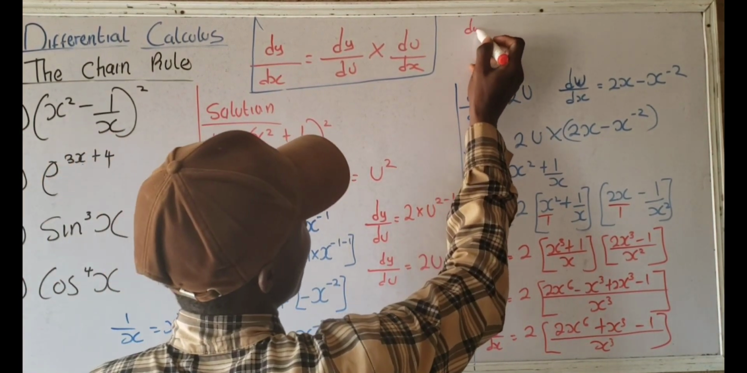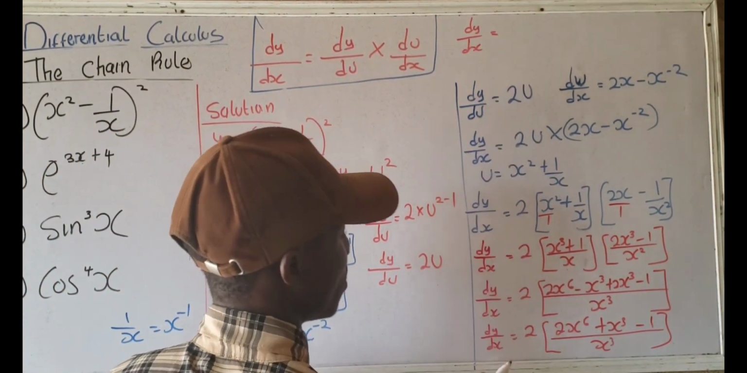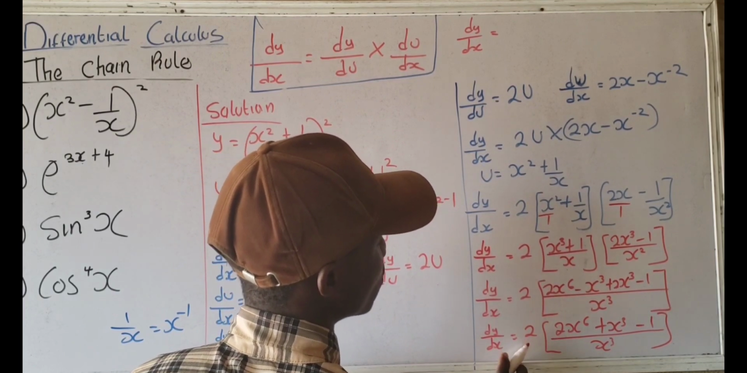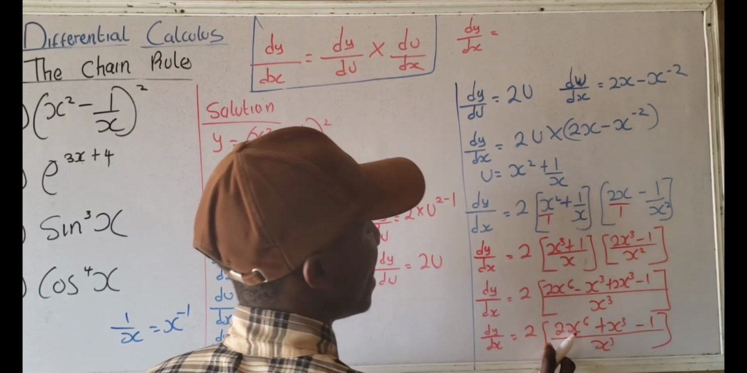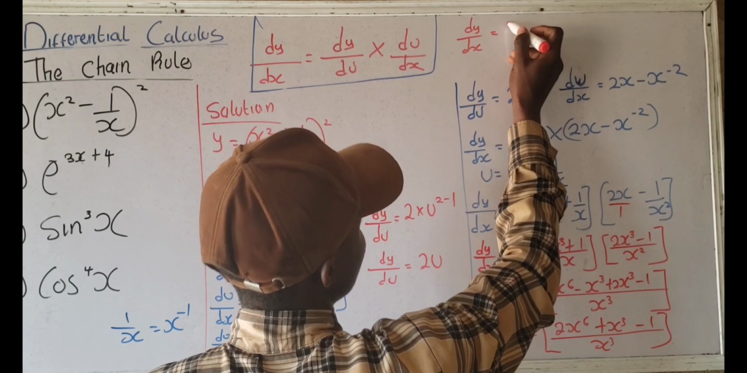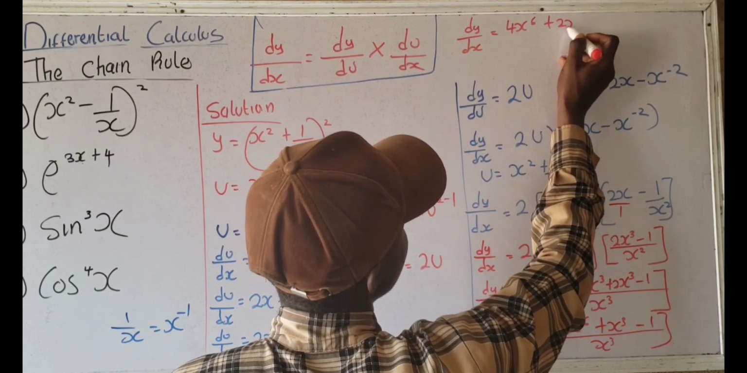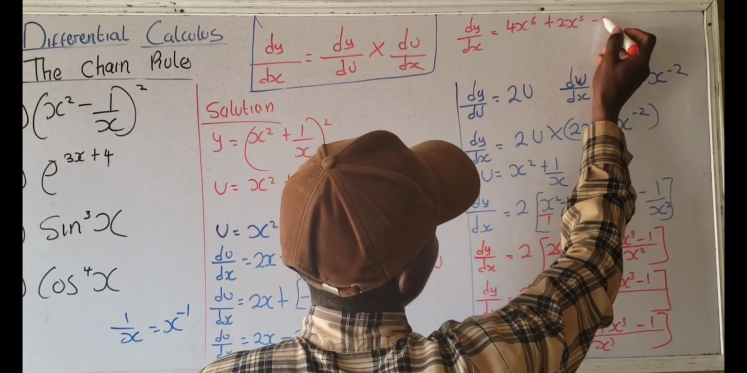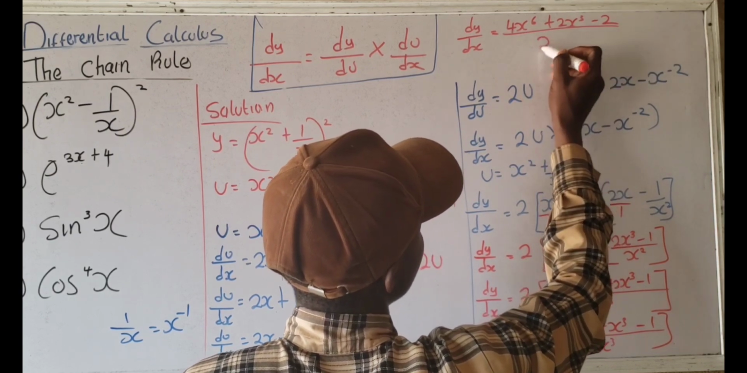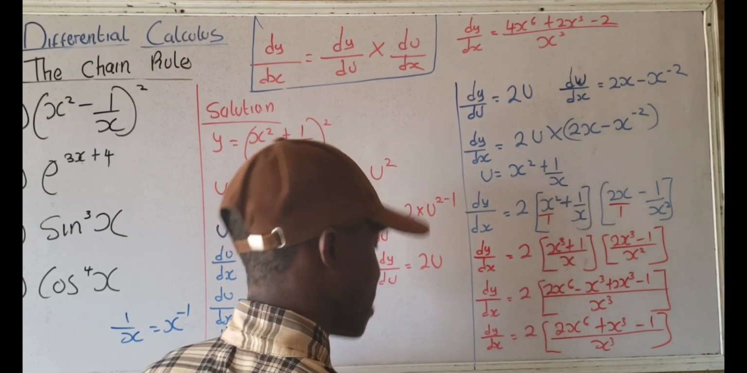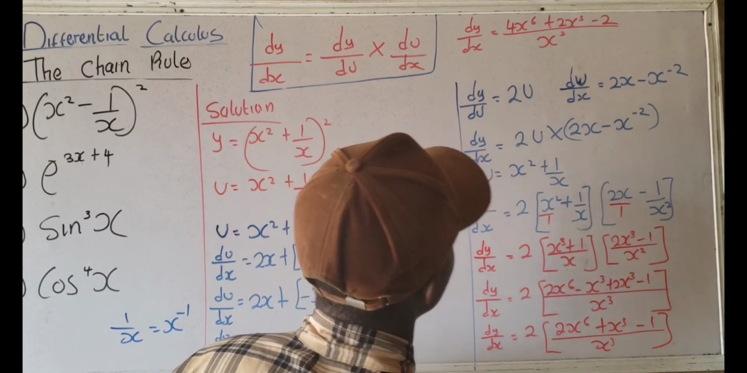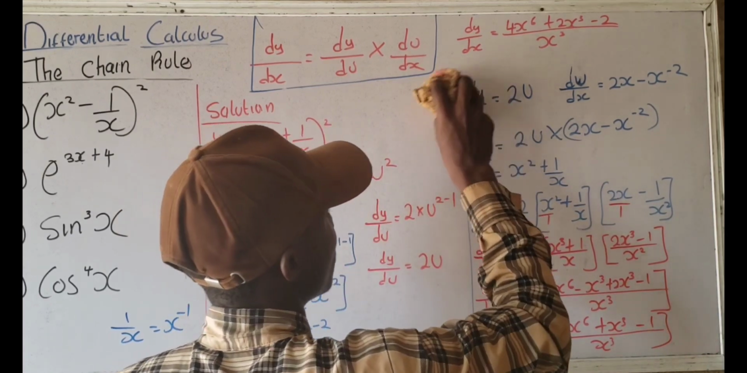here I'm going to have dy over dx is equal to 2 multiplied by 2 multiplied by 2x raised to the power of 6. That is what? 4x raised to the power of 6 plus 2x raised to the power of 3 minus 2, all over x raised to the power of 3. Okay? Now, I want to erase this.